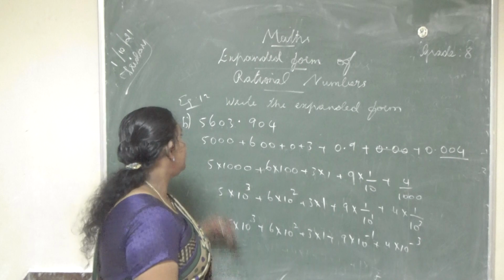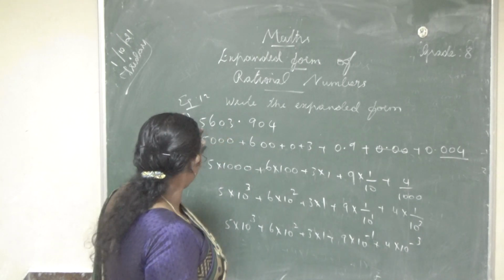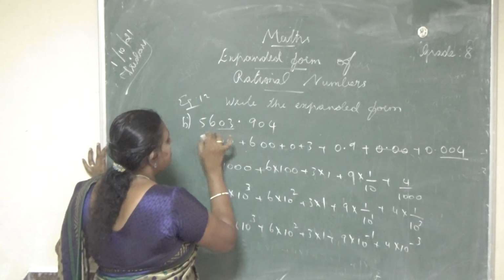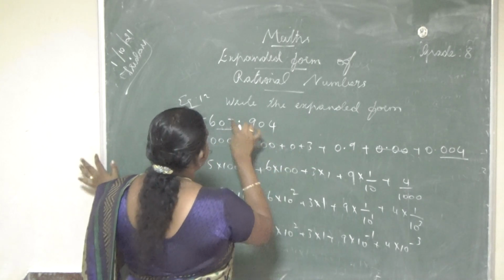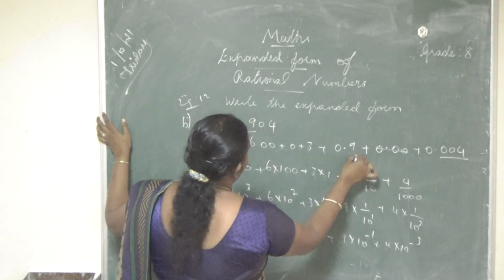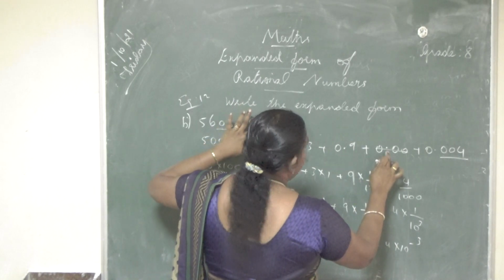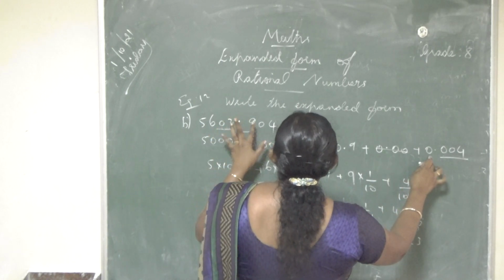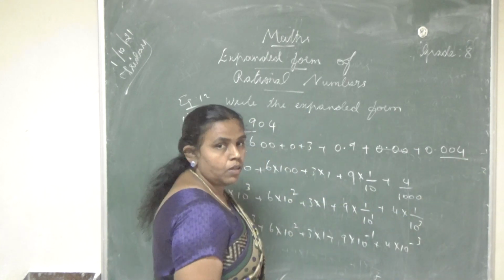See, one more time I will explain. 5603. 5 and 3 zeros, plus 6 how many digits? 2 digits, 2 zeros. Plus 0 plus 3. After that nothing, so I kept it as it is. Plus 0.9, and in the point, 9 0 0. Plus 0.00, instead of this 9 I put 0, instead of the 0 I put 0, instead of 4. This is the first step.